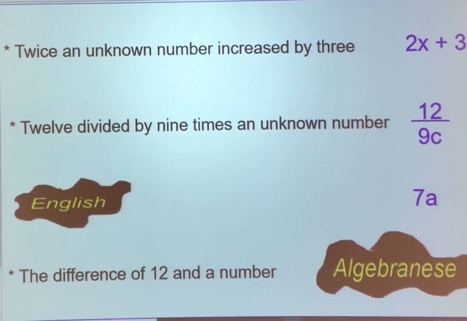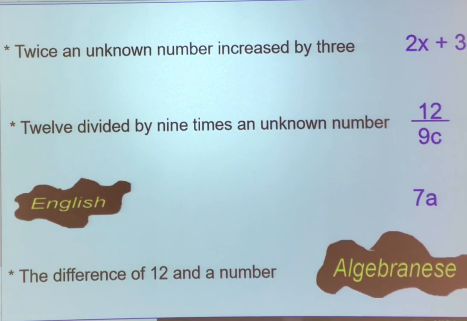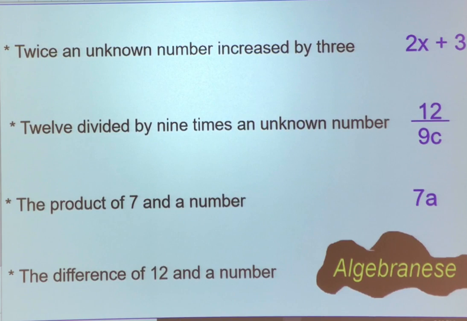Next one is already translated into algebranese, or an algebraic expression, and we want to translate it into English. Well, 7 bumped up to an a means 7 times a. There's lots of different ways we could say that. We could just write it as 7 times an unknown number. We could write it as the product of 7 and an unknown number. So this one just says the product of 7 and a number. Does that describe our phrase? Absolutely. This one says the difference of 12 and a number.